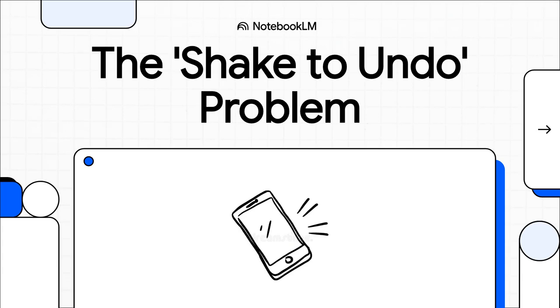All right, let's dive in. Today, we're going to look at a feature that you've probably used 100 times without even thinking about it. We're talking about shake to undo, and we're going to uncover why this super simple gesture can actually be a huge roadblock for a lot of people.